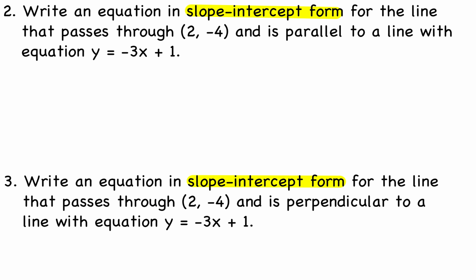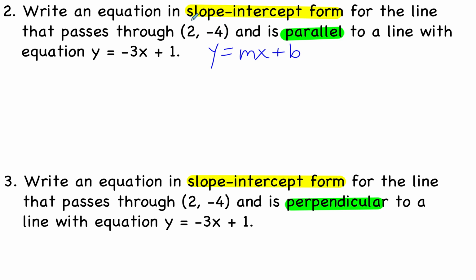Number 2 says to write an equation in slope-intercept form for the line that passes through the point 2, -4 and is parallel to a line with this equation. So the one thing I want to highlight here is that we are looking for a parallel line. In the next problem, we will be looking for a perpendicular line. So let's go ahead and look at what we need to solve this. Okay, so we want to write it in slope-intercept form. Remember, slope-intercept form is y equals mx plus b. That's the form that we want.